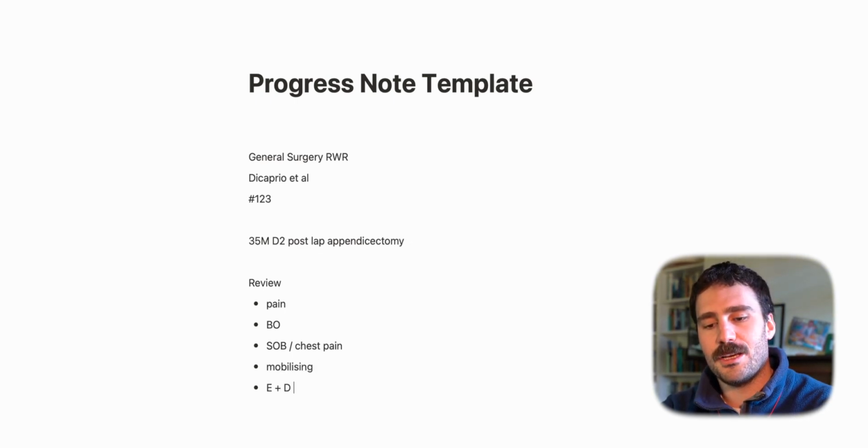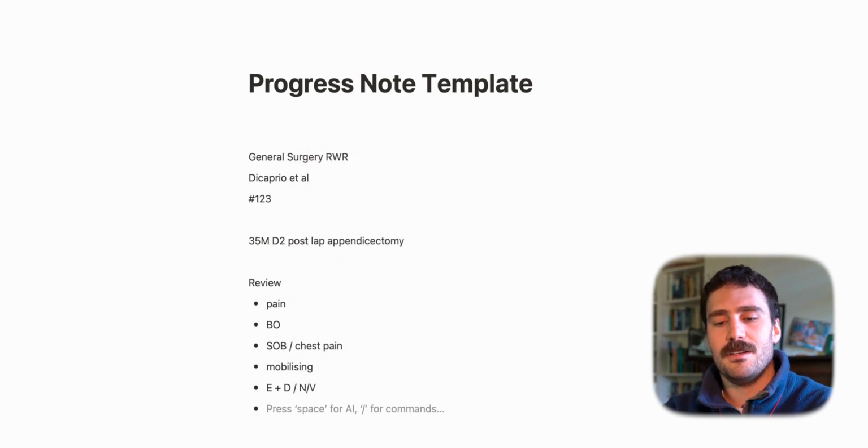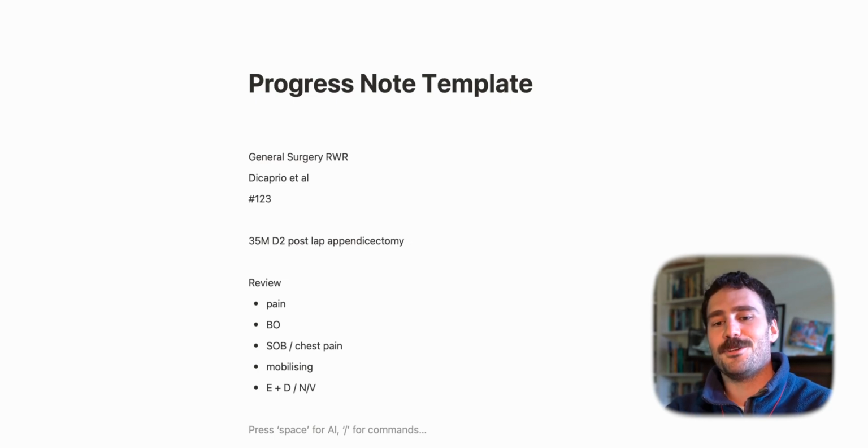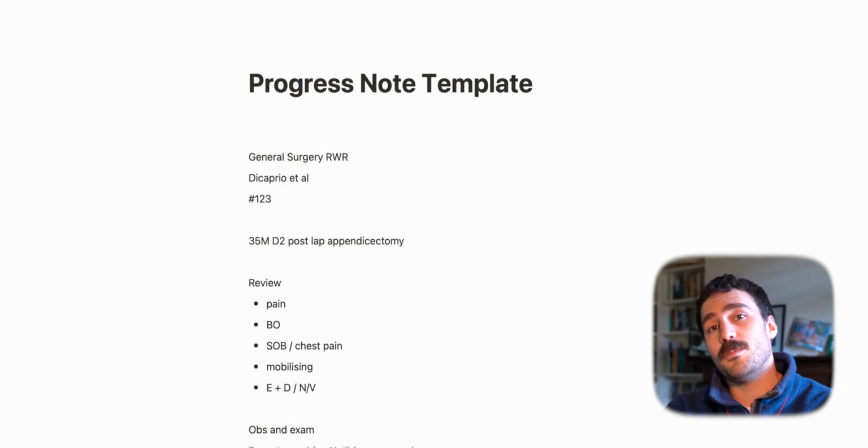and eating and drinking, or do they have any nausea or vomiting? So these sorts of things are really important for a post-op surgical patient. The next thing you've got to do, same as for the admission note, is you want to note their observations.